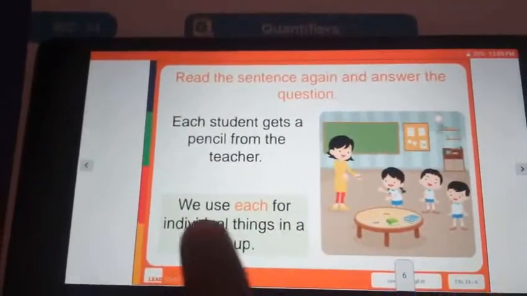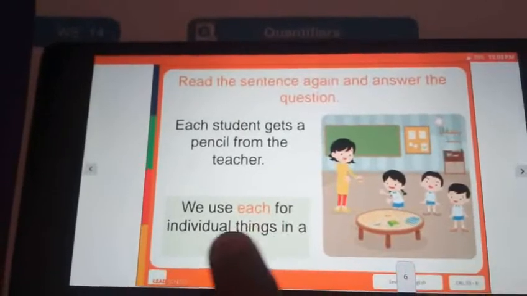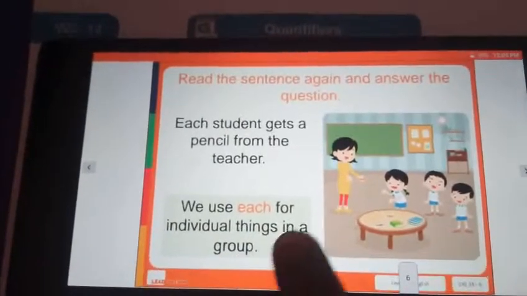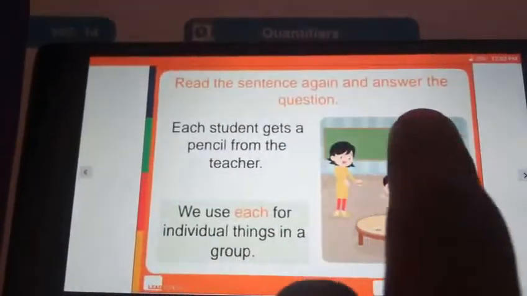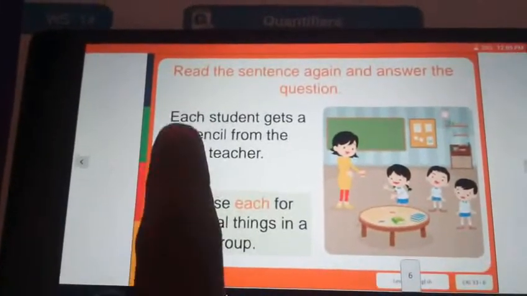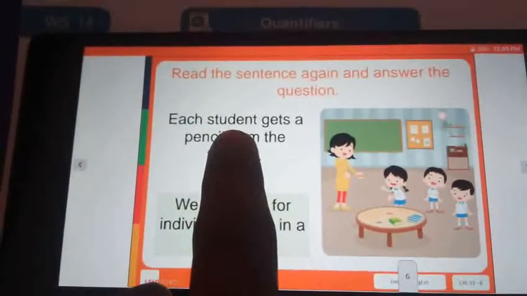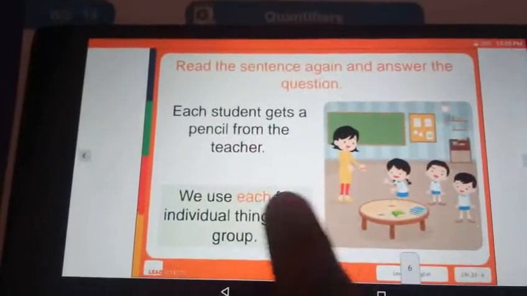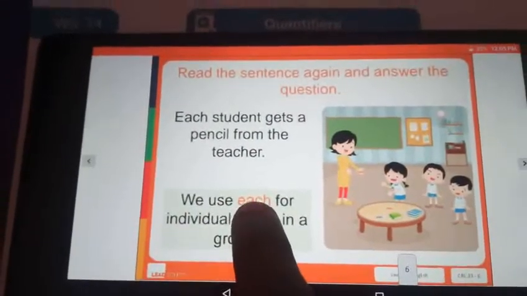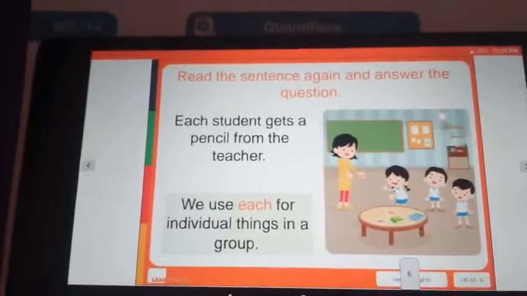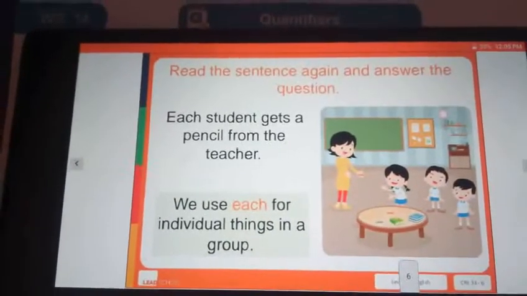See the answer? We use each for individual things in a group. Read the sentence again and answer the question. See that? Each student gets a pencil from the teacher. We use each for the individual things in a group, right? Let us see the next one.